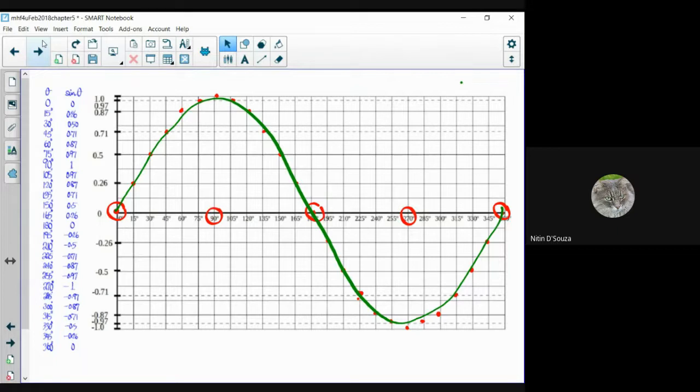You'll see that from 0 to 90, first quadrant, sine is positive. 90 to 180, second quadrant, sine is positive. 180 to 270, third quadrant, sine is negative. 270 to 360, fourth quadrant, sine is negative. This makes it clear that for the top half of the circle, sine is positive. Bottom half of the circle, sine is negative. Okay?